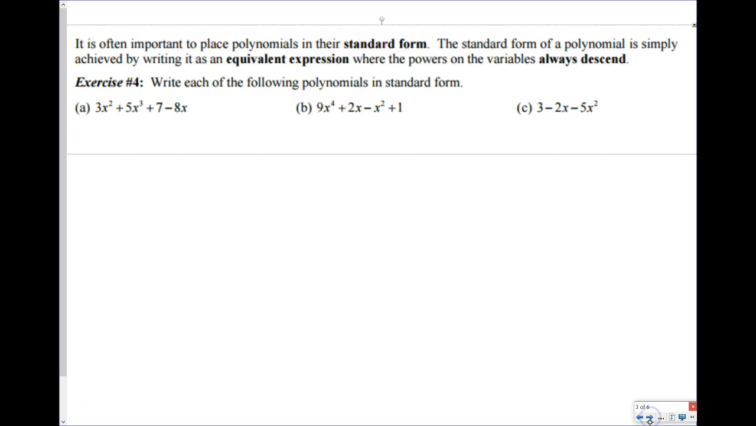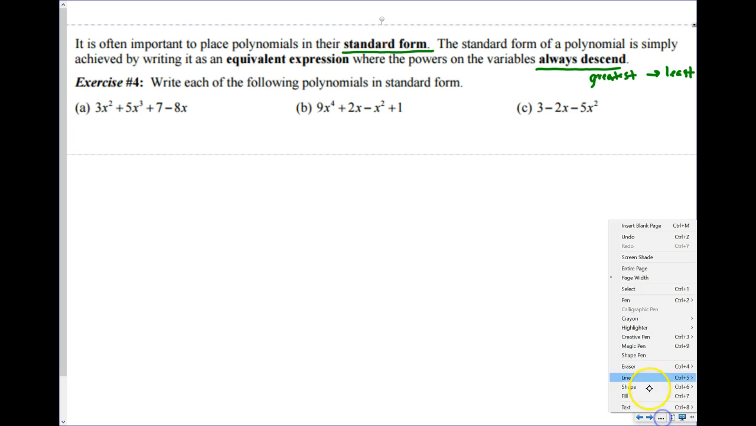As we turn the page of our notes, now we're going to take a look at how we write a polynomial properly. So it's often important to place polynomials in their standard form. The standard form of a polynomial is simply achieved by writing it as an equivalent expression where the powers on the variable always descend, or they go from greatest number to least number. So we're going to practice A, B, and C, writing it in greatest to least.